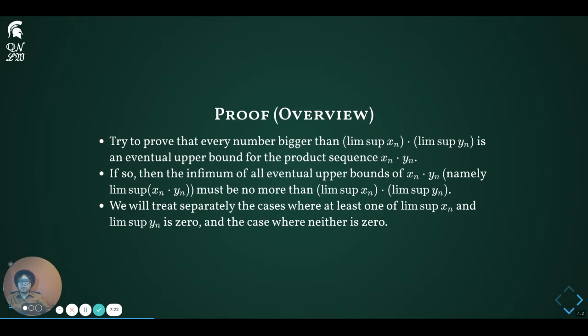What we will do is to prove that every number that is bigger than the product of the limsups must be an eventual upper bound of the product sequence. If so, since the limsup of the product sequence is the infimum of all of its eventual upper bounds, and the set of all numbers bigger than the product of the limsups is a subset of this set, we conclude that the limsup of the product sequence can be no bigger than the product of the limsups. The logic of this step is a little bit involved. You may wish to pause the video to think this second step through.